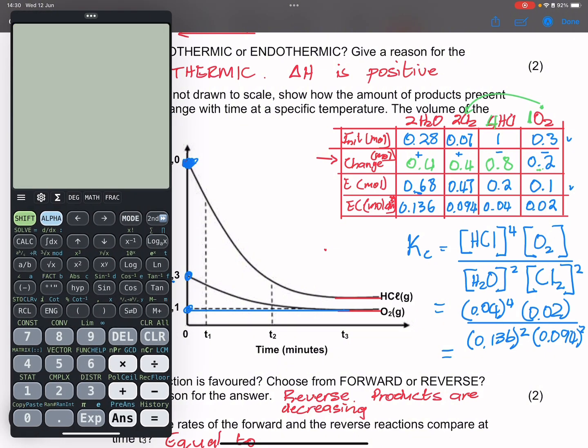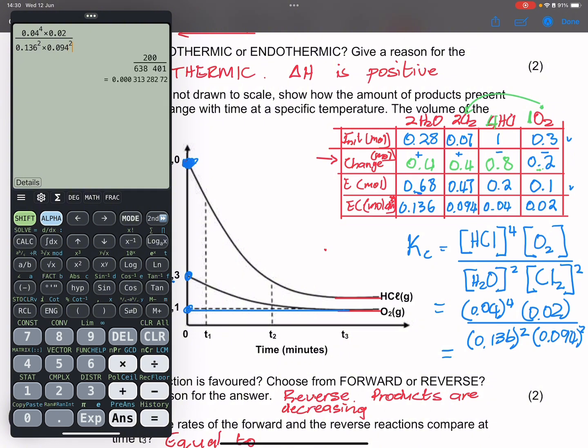So I've got 0.04, that's y x 4. Okay, I'm going to multiply that by 0.02. And at the bottom, I've got 0.136, that would be squared, multiplied by 0.094, and that's also squared.